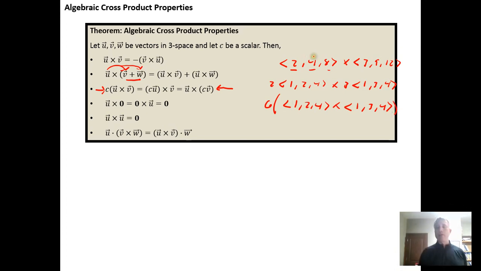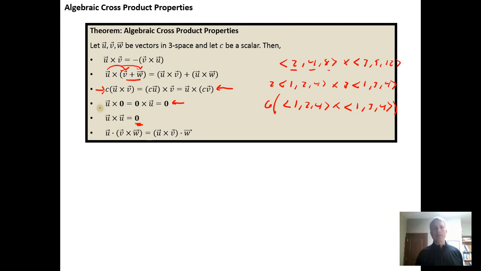I tend, when I have a cross product, to look to see if I have a scalar that can be factored out, so that when I'm doing the cross product, I get to work with smaller numbers. This property just says, hey, if you take the cross product of any vector with a 0 vector, you get the 0 vector, which is kind of what you would expect if you think about the definition of a cross product. U cross U is always going to give you the 0 vector as well.